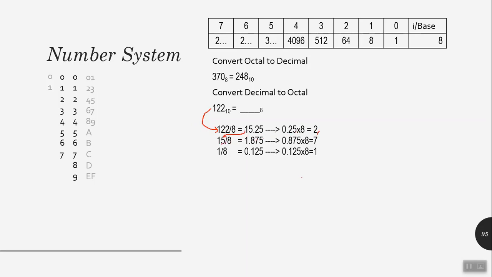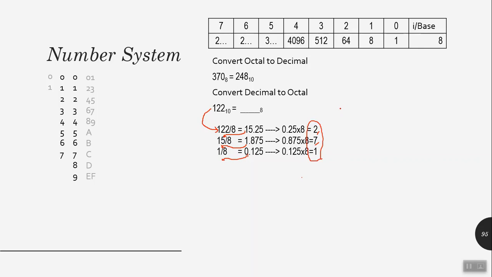And then this 15, we divide by 8 again. So we got 1.875. This whole number, we put in here. And then the remaining 0.875, we multiply by 8. So we got 7. And then the last one, 1 divided by 8 is 0.125. This 0, we don't have to put in here, since if we divide 0 by 8, we will just get 0 as a result. So we just multiply it by 8. So 0.125 times 8 is equal to 1. So that's how we got our octal number.